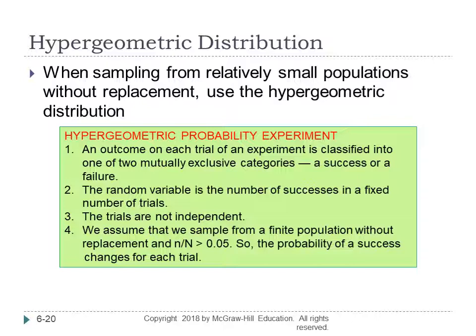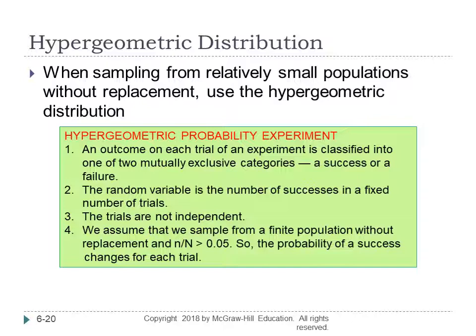So that's an important difference. Then in this case, the probability will change. Every time you pick an item from the population, the probability will change. That now will give you the hypergeometric distribution.